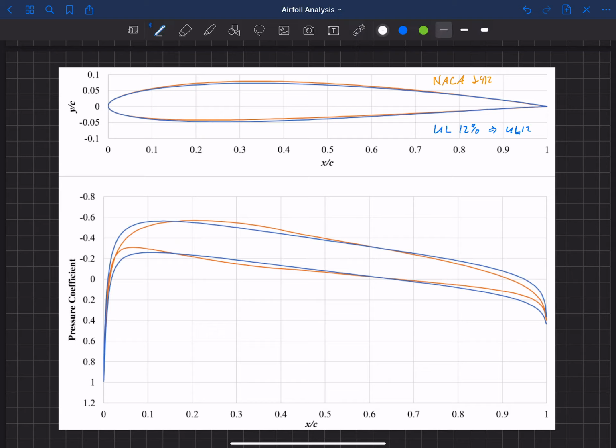So in fact, if we look at these two airfoils, remember the orange one is a 2412, and the blue lines here are the uniform load with 12% thickness. These both have the same thickness distribution, and you might notice that if I averaged the upper and lower surfaces of both airfoils, they would basically follow the same line. The average of the orange surface, the upper and lower, is about right there, and the average of the blue upper and lower surface is about in the same location.